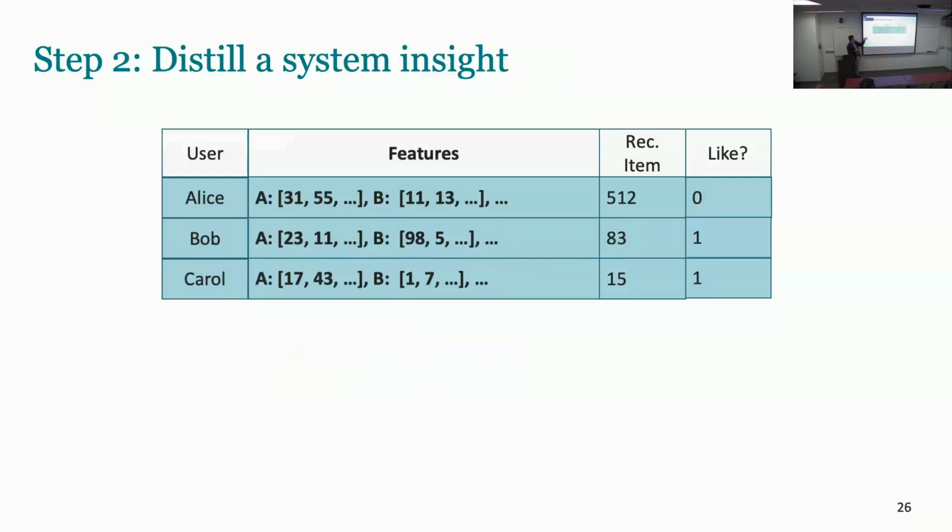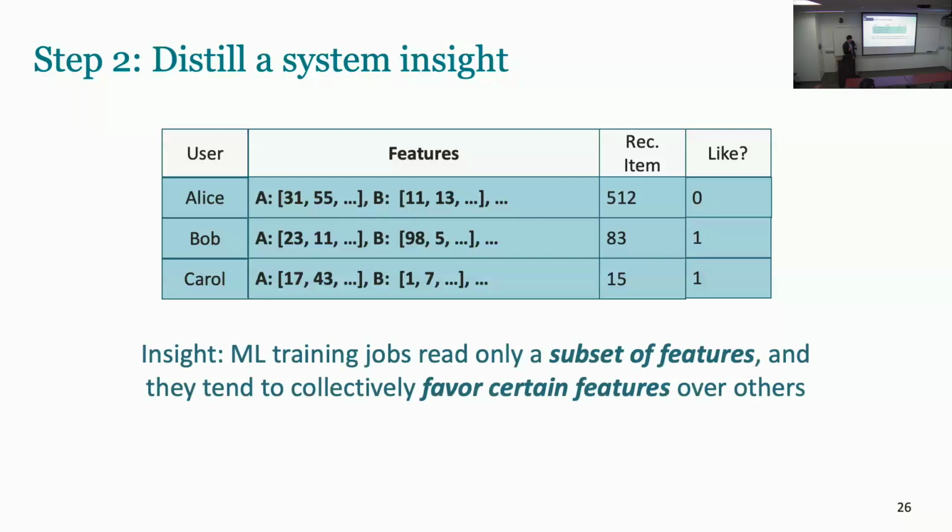So these data sets, as I mentioned at the start, are massive. So understanding what this workflow looks like, what these tabular recommendation data sets look like, step 2 is to take that information and how ML training jobs use these data sets and distill a system insight from our observations. So that's step 2. And our system insight here is that, well, if we look at how ML training jobs read this data set, they actually perform a filter on this features column.